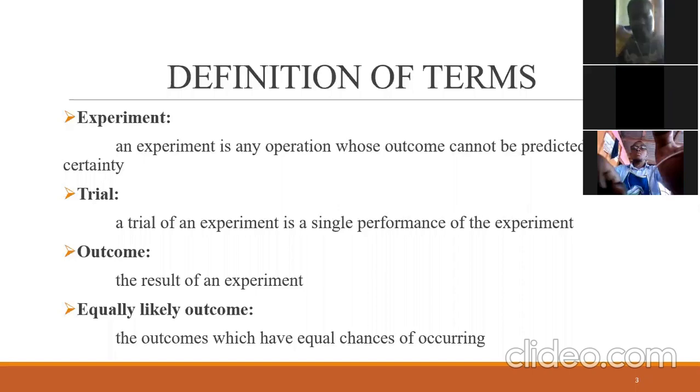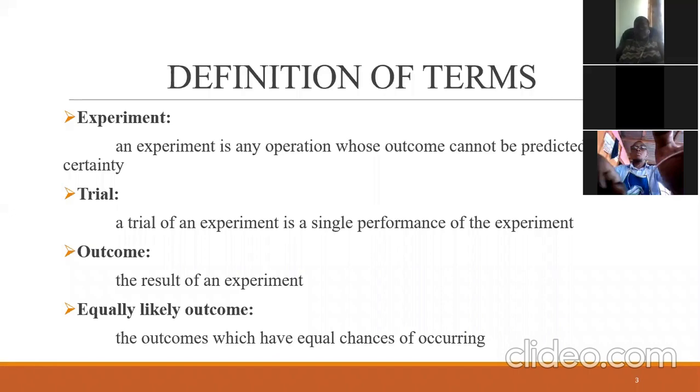So we have the experiment, which is tossing of a coin. That's an example. We have tossing of a die, rolling of a die, and the rest. But the most common example is what? Tossing a coin. When you toss a coin, you are trying an experiment. Now, the result that will come is the outcome of that experiment that you were doing. Now, we have the equally likely outcome.